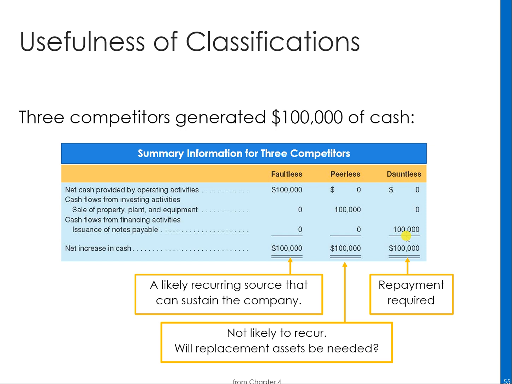And finally, we have a company where the same amount of cash flow is from issuing notes payable. This should be the worst scenario because repayment is required. Not only is it not going to recur that frequently, you may borrow again next period, but you have to repay those. So how about in the next period? You have to have cash outflows because you need to repay.